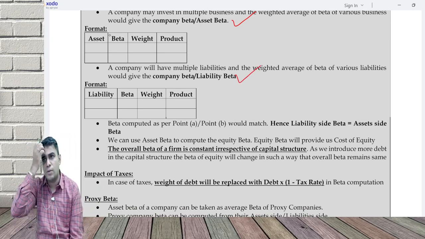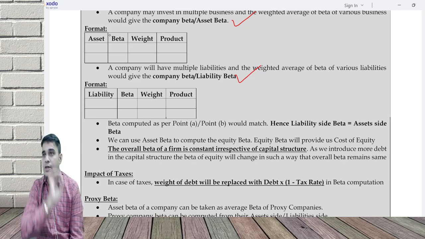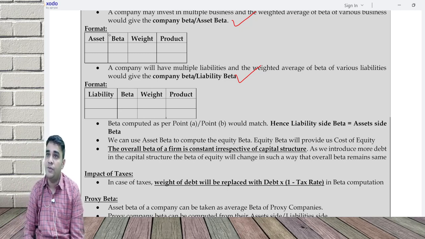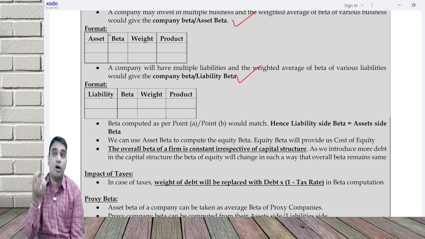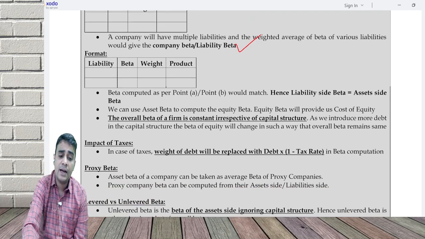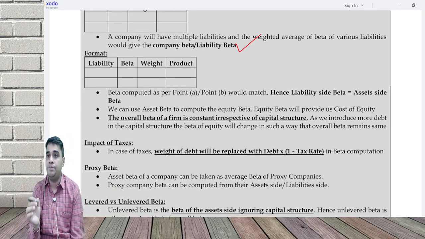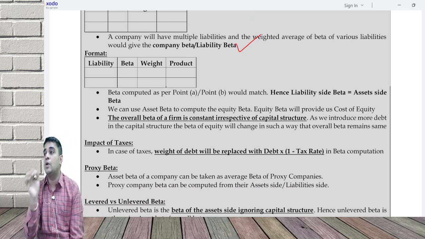Whenever you go to the stock market and find beta, that is not the beta of the company. That is the beta of the equity shares of the company. Beta of equity shares is different and beta of company is different, because the company not only has equity, it has debt, preference, and a lot of other things. Beta computed as per point A or point B would match. It has to match. Hence, we can say liability side beta is equal to asset side beta.